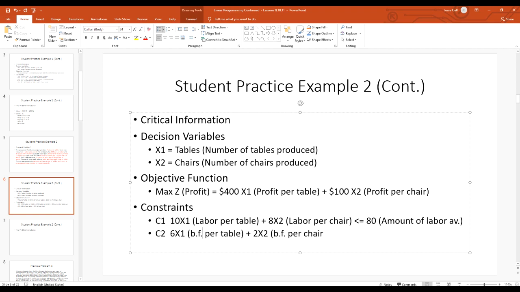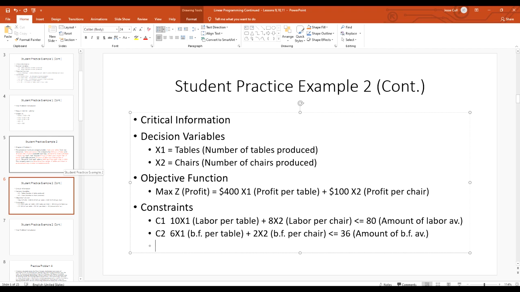And we must be less than or equal to the 36 board feet we have available per day. So those are our first two constraints.